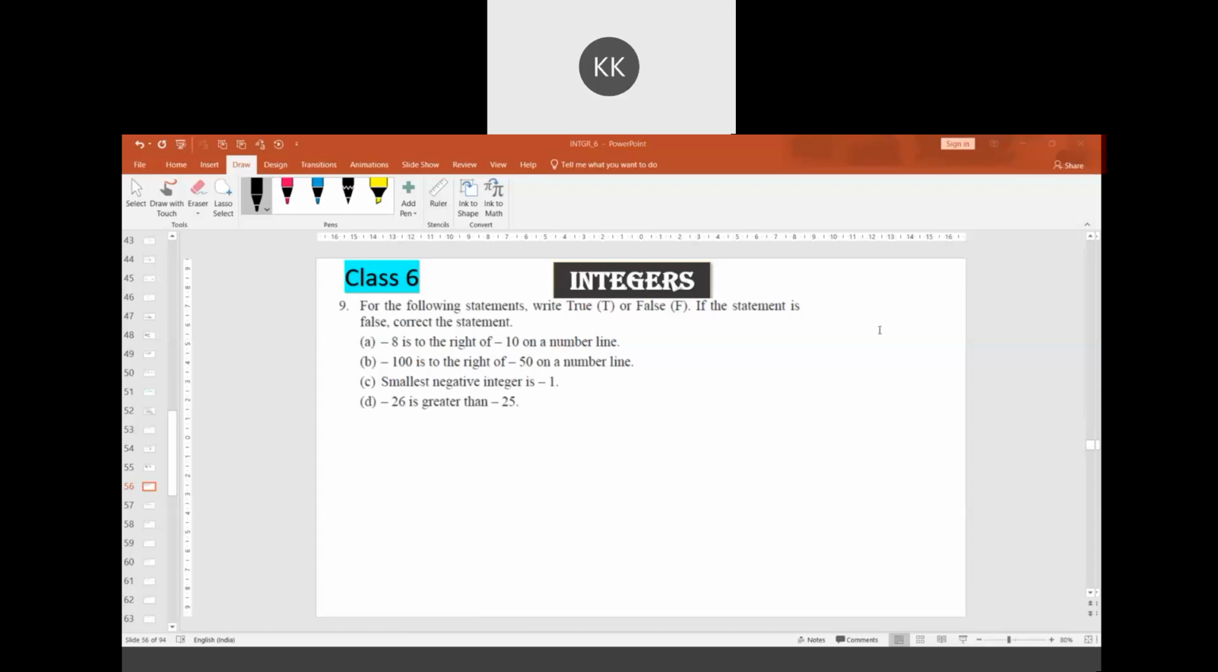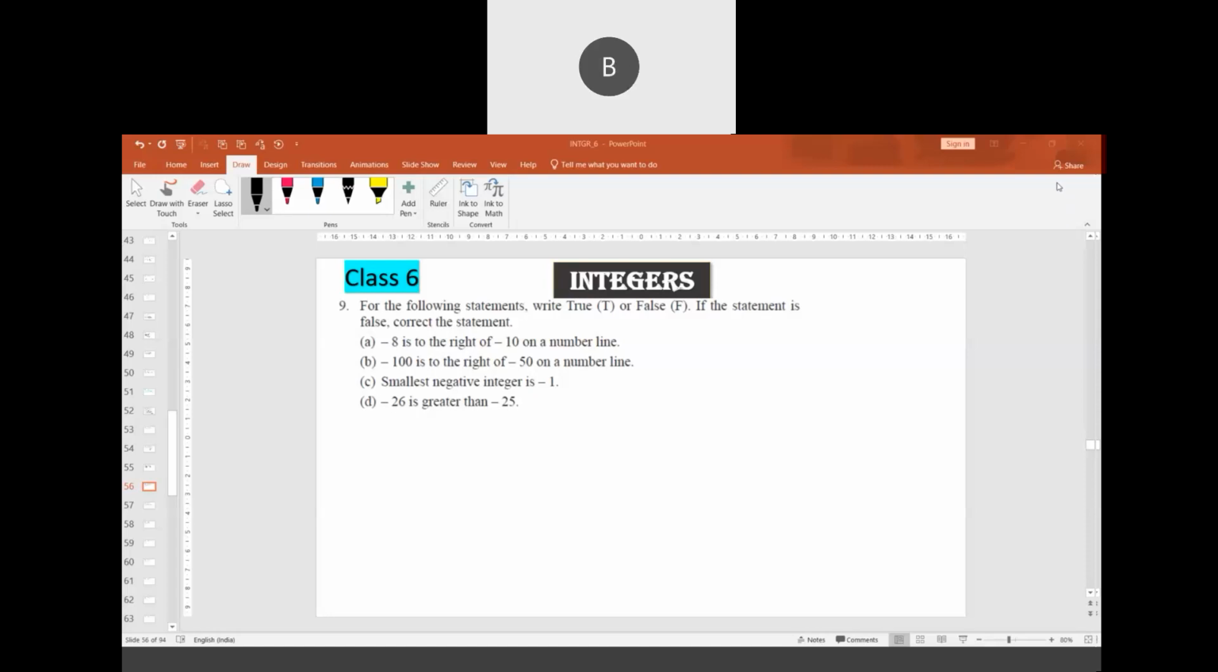Now this question is related to true or false. Carefully go through the sentences. What is the answer for the first one? Minus 8 is to the right of minus 10. Is it a true statement? Yes, it is true.